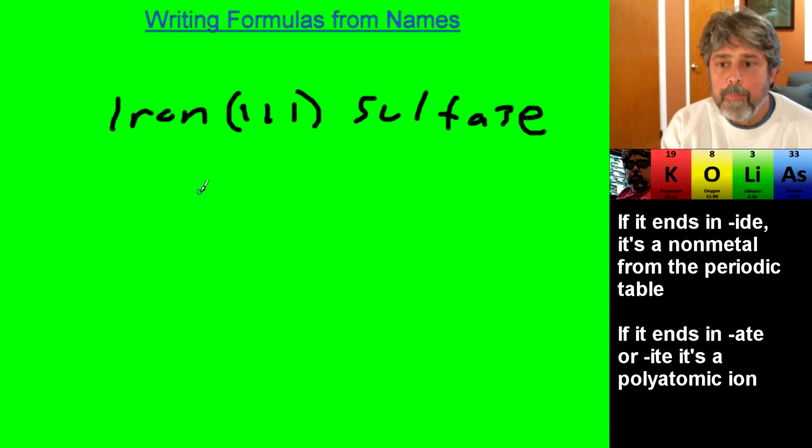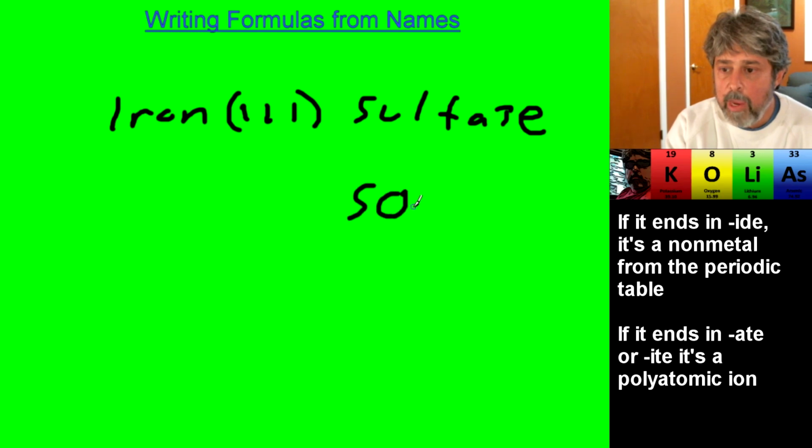How about this one? This is iron(III) sulfate. Sulfate. Where are you going to find something with an -ate at the end of it? On your formula sheet. This is a polyatomic. It's not sulfur, it's sulfate. SO4 with a -2 charge. I want to put it right up there. Sulfide would be an S. This is sulfate. So we'll write our iron. Again, this one is a +3.